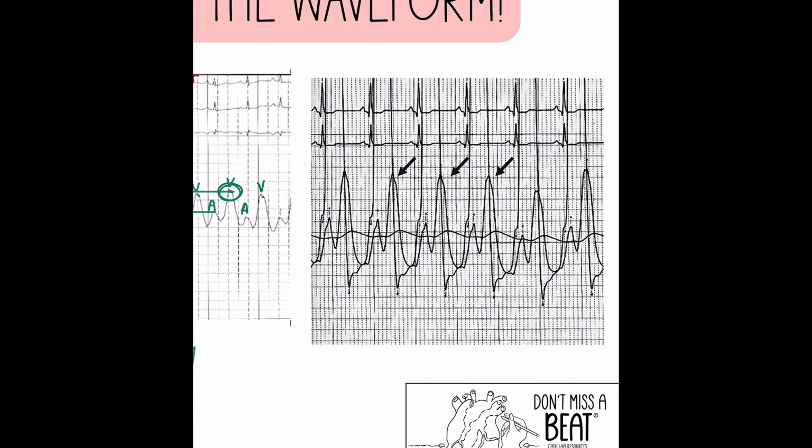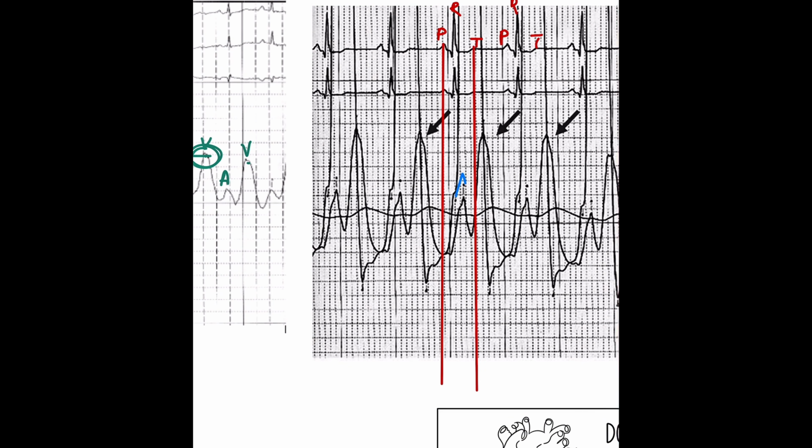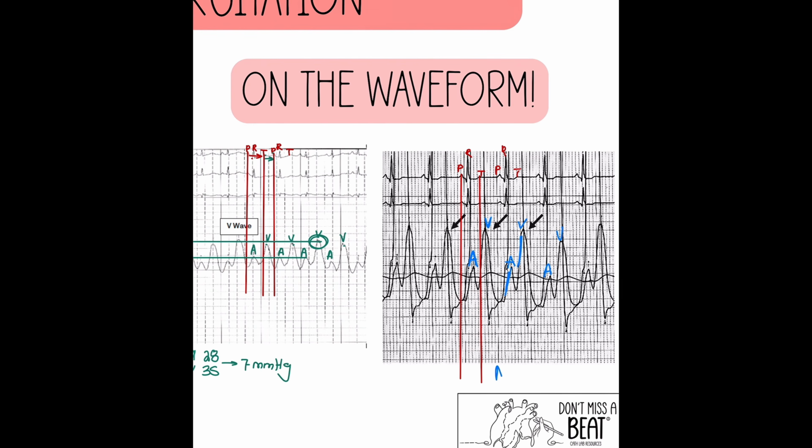And again, PQRST. So I'm going to bring down my P, bring down my T. All right, so I know this one in between, this is the A and this is the V. So the V is definitely larger. You can march that out, A, V, A, V. That is much larger than the A, so you could call that mitral regurgitation. Just make sure you click on the appropriate V wave.